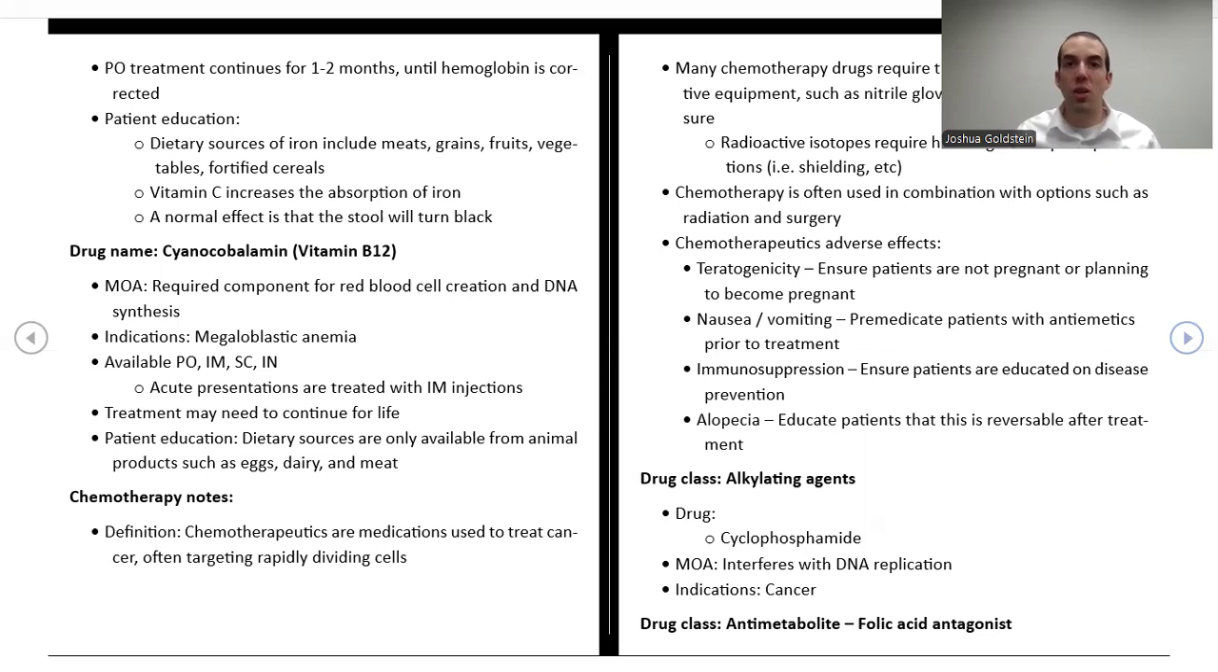Immunosuppression: almost all of the drugs we're going to talk about suppress the immune system on some level or another. So these patients need to be educated to stay away from sick people, possibly wear masks, immediately report a fever, et cetera. Alopecia, which is hair loss, is also something that's going to be common to almost all of the oncology medications we're going to discuss. It's reversible, so even if their hair is going to fall out, you do need to educate them that it's going to be temporary until treatment concludes.